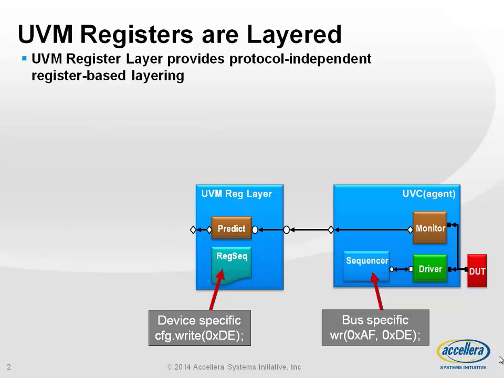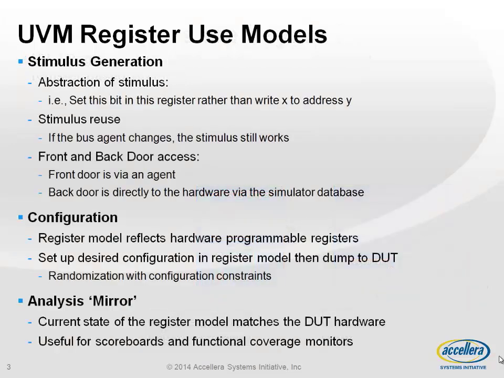So we have a number of use models that we can use registers for. The first and most obvious is stimulus generation, right? We're taking this stimulus one level higher. As we talked about, we can talk to a given register rather than having to worry about the address. This improves reuse, so we can reuse these register sequences as we go from one protocol to another. The device still has the same set of registers. The way the information gets into the device is specific to that given protocol, but the register itself doesn't change.